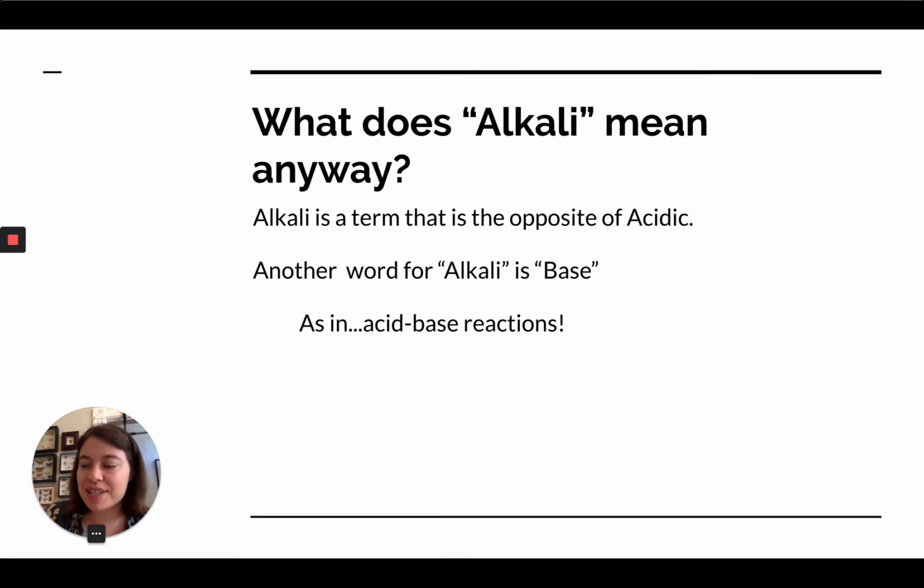Now let's talk about the name alkali metal. So one part of that name is the word metal, right? Alkali metals are metals. They're malleable, ductile, conductive. They form cations. They've got all the metal properties. But there's a reason why they're called the alkali metals.